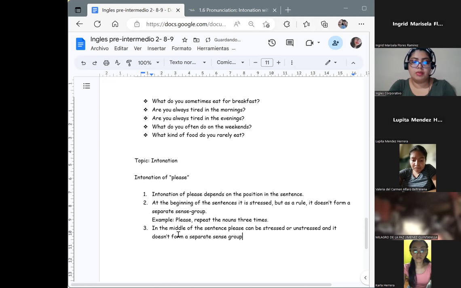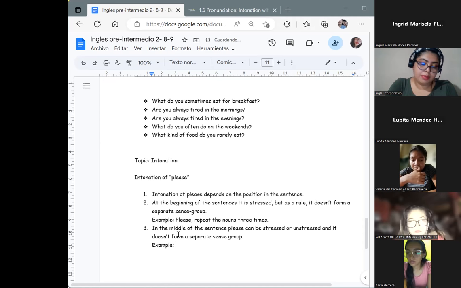And we have the example. It says, would you please switch on the tape recorder? Can you please switch on the tape recorder? Or we can say, would you please switch on the tape recorder? Would you please? Or would you please?